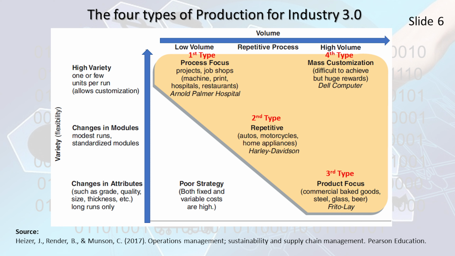The second type of production has medium size product varieties and medium size product volume. Autos and home appliances are examples for production type 2. The third type of production has low product varieties and high product volume. Steel and beer are examples for production type 3. The fourth type of production has high product varieties and high product volume. Dell computers is an example for production type 4.